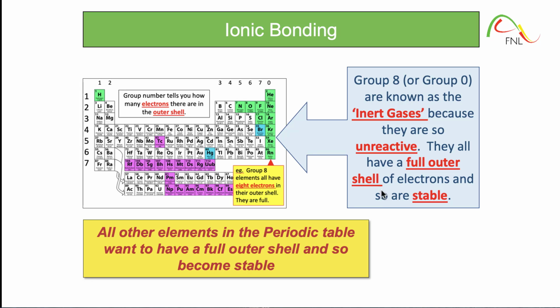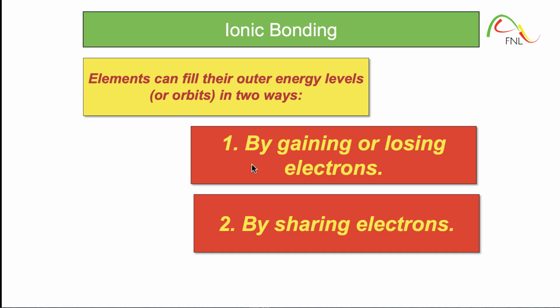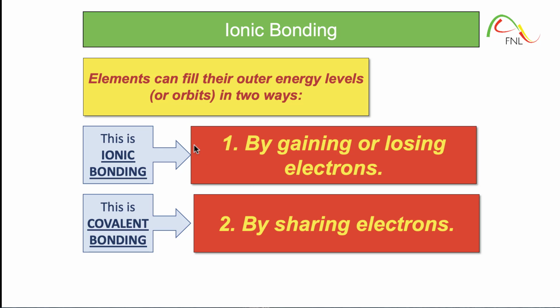Now, every other element in the periodic table has an incomplete outer shell, and they want to have a full outer shell because in doing so they become more stable. Elements can fill their outer energy levels or orbits in one of two ways. They can either gain or lose electrons, or alternatively they can share electrons. We have special names for both of these. If they gain or lose electrons, we call this ionic bonding. If they share electrons between atoms, this is called covalent bonding. Okay?